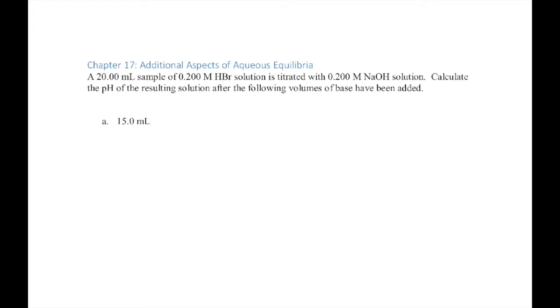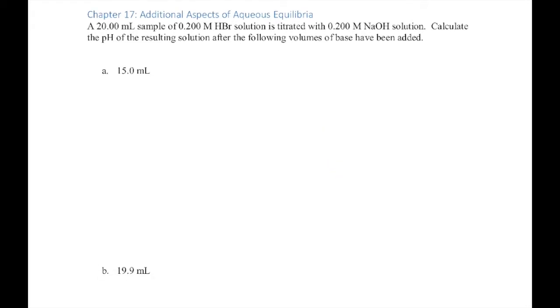So the problem reads, a 20.00 milliliter sample of 0.2 molar HBr solution is titrated with 0.2 molar NaOH solution. Calculate the pH of the resulting solution after the following volumes of base have been added. So remember, as soon as we titrate, we need to keep in mind that we are neutralizing acid with base. Thus, the first ice table that we need will be measured in moles.